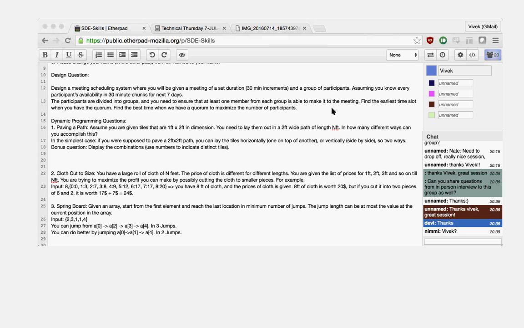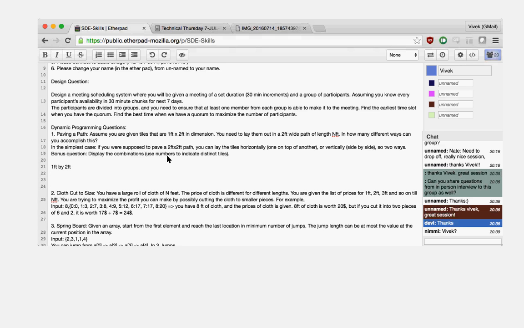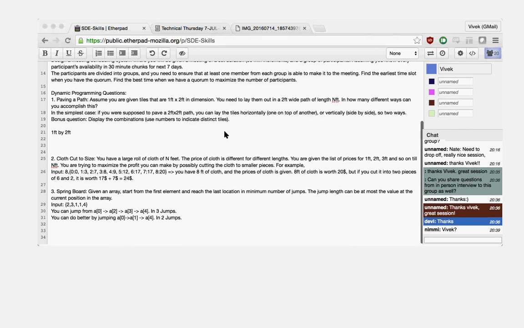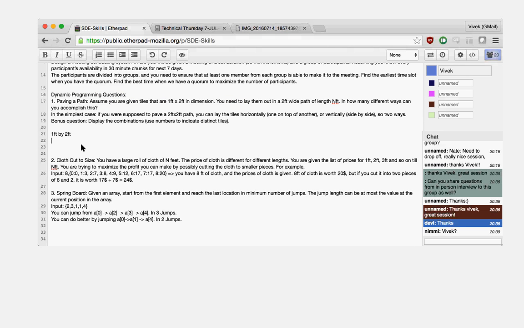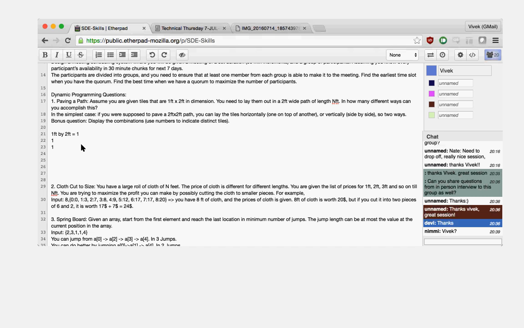We can start by solving small problems, like if the length is 1 foot, 1 foot by 2 feet, then we can solve it in only one way. I'm typing in line number 21 at this point of time. If you're seeing my screen, you're fine, or if you're on the Etherpad, you could look at line 20, 21. So there's only one way to solve it. Essentially, you would do it like that, 1 and 1, vertically.